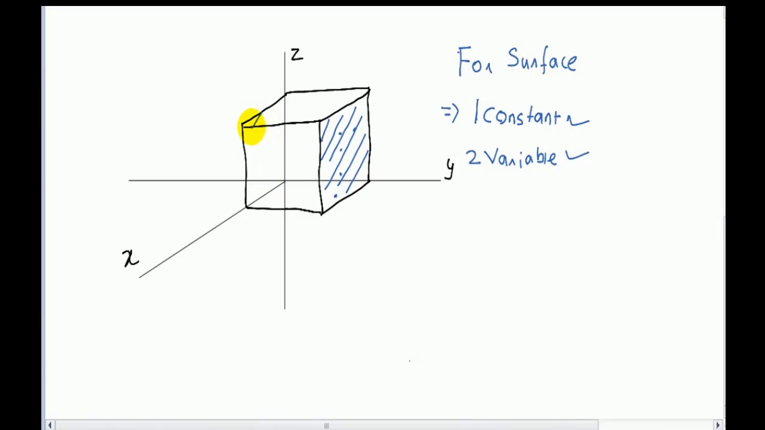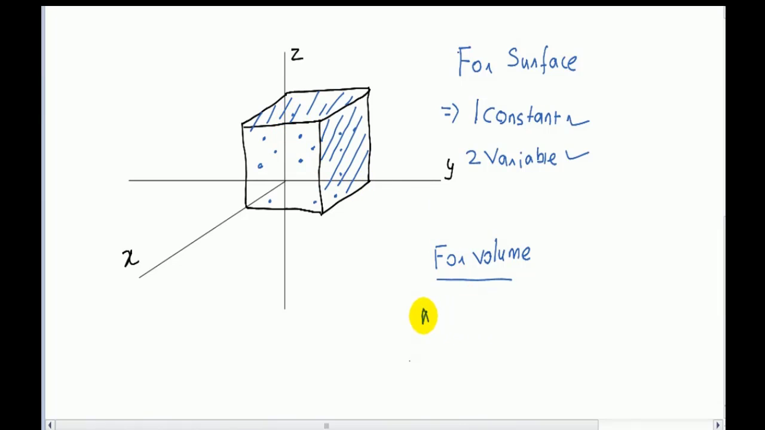Like if I talk about this surface, the upper part, for this surface the value of z is constant and the value of x and y is varying, you can see. Now for volume, like if I consider this cube to be my volume, there will be different values of x, y and z for every point. Every different point will have different values for x, y and z.